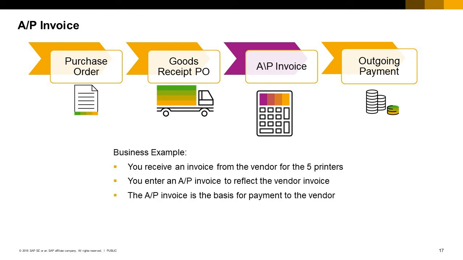We previously ordered and received 5 printers from our vendor. Now we receive an invoice from the vendor for the 5 printers. We enter an AP invoice to reflect the vendor invoice. The AP invoice in SAP Business One becomes the basis for the payment to the vendor.